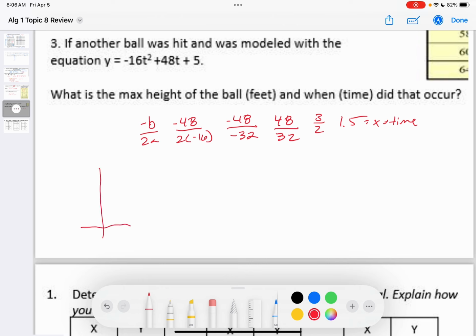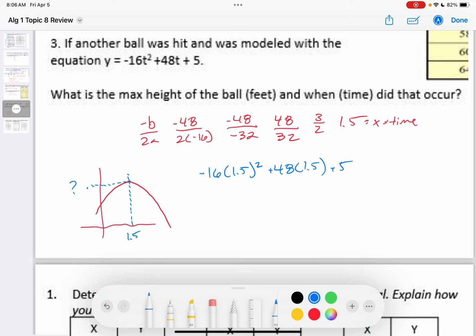So if we start to think about what this thing is doing, it's going up and coming back down. We now know it hits this maximum here at 1.5. Now what we need to know is, what was the y value? So we can do that by taking 1.5, subbing it into the equation for t, and seeing what comes from that.